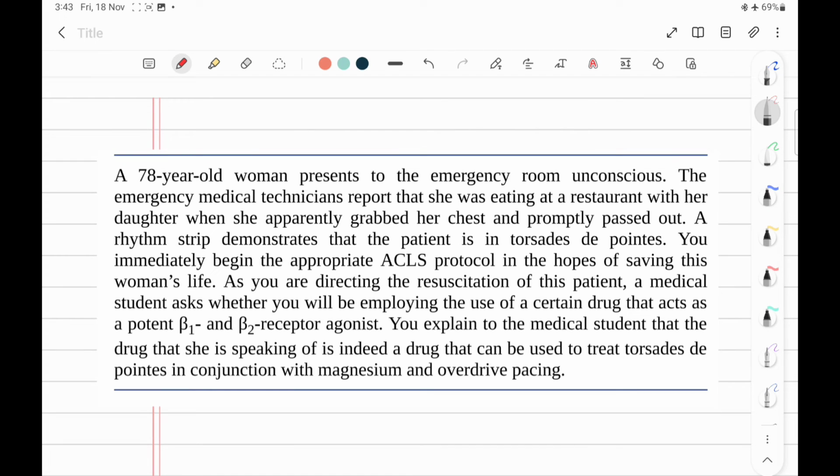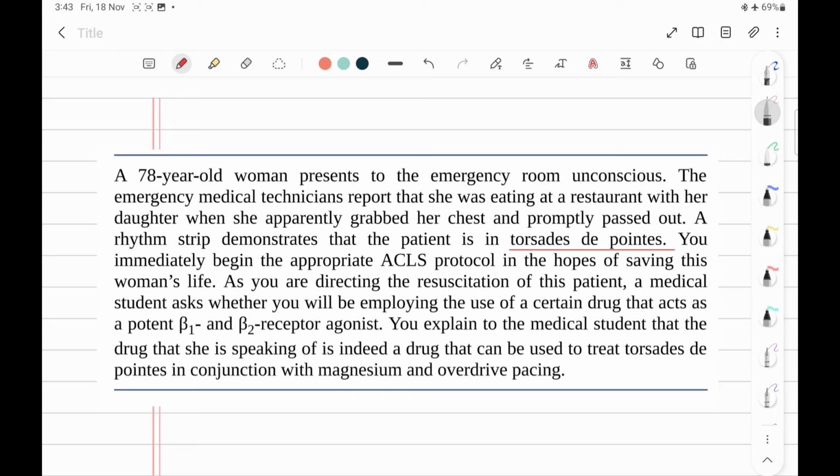Let's dig right in. A 78-year-old woman presented to the ER unconscious. The emergency medical technician reported that she was eating at a restaurant with her daughter when she apparently grabbed her chest and promptly passed out. A rhythm strip demonstrated that the patient is in torsades de pointes. Torsades de pointes can be caused by certain medications like class 1A antiarrhythmics and a little bit of some class 3 antiarrhythmics, but let's move on. You immediately begin the appropriate ACLS protocol. That's the Advanced Cardiac Life Support protocol.